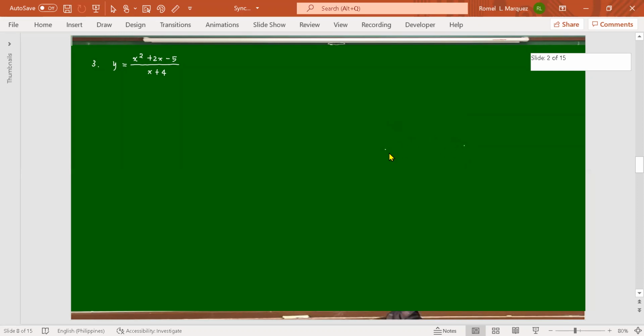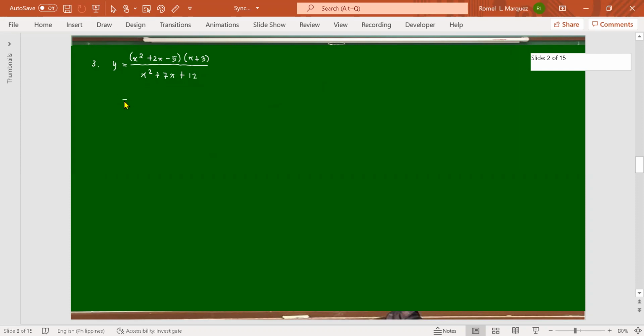Tapos, kung gusto kong medyo mas mahirap, lalagyan ko lang ng other factor. Halimbawa, x plus 3. Multiply ko din ng x plus 3 to. Pag multiply ko siya ng x plus 3, magiging x squared plus 7x plus 12. Okay, guys? Ayan na yung problem natin. Is that clear, children?